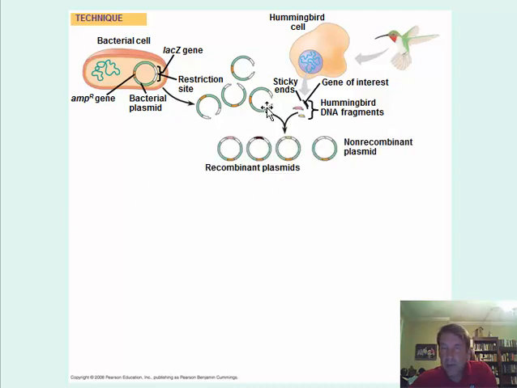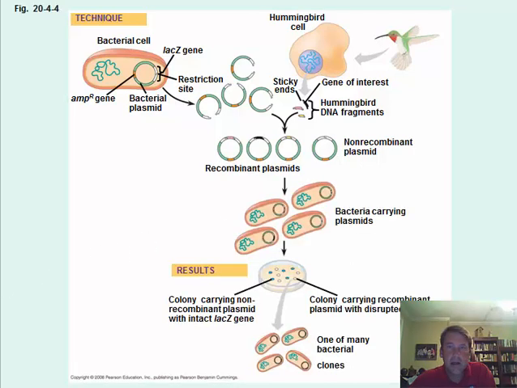So we have this plasmid. It is cut apart. We have this site right here that's separated, and our new hummingbird DNA fragments are added to it. And so now these are our recombinant plasmids, and those are placed there, and then they can be implanted back into the bacterial cell, and then we can grow those bacteria in culture until we get a bunch of those.